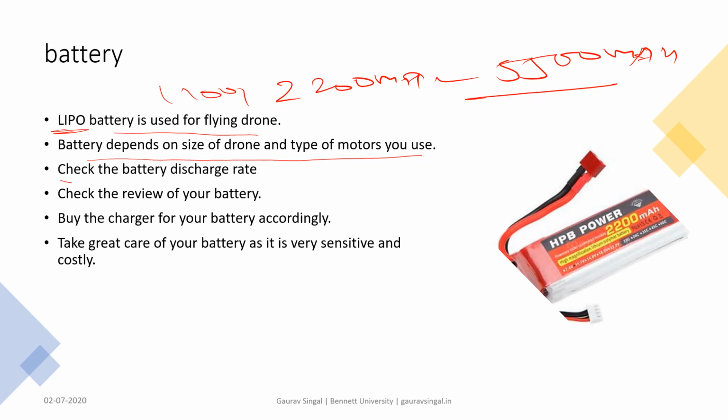Basically, you can check the battery discharge rate. Then you can choose. Like you can see in this motor we have a 2200 mAh battery. Or you can check the review of the battery by the charger of your battery accordingly. There are multiple chargers coming. Now you can see advanced kinds of chargers which can be used to charge the battery, or discharge the battery if it is overheated or overcharged. All these things you can do with the help of advanced chargers. So take care of your battery as it's very sensitive and costly.